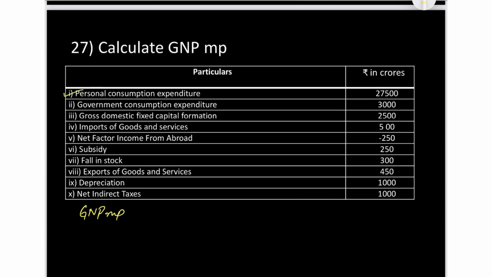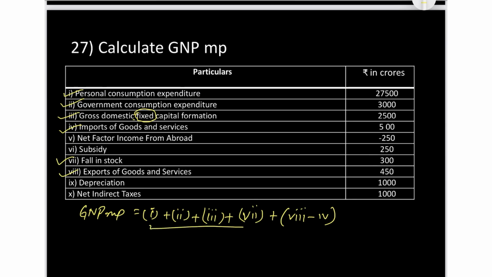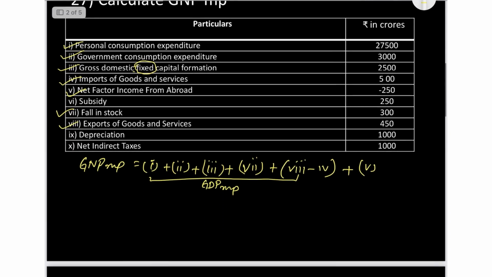Personal consumption expenditure, the private consumption. Then government consumption expenditure given directly. Gross domestic fixed capital formation is given, so we need to add the inventory investment, that is fall in stock over here. Then the exports minus the imports of goods and services, right? So 1 plus 2 plus 3 plus fall in stock, that is 7, plus export is 8 minus import is 4, right? So this much will give us GDP/MP. Now from GDP/MP we want GNP/MP. So domestic to national is plus NFIA, that is number 5, right? So let us put the values of it.